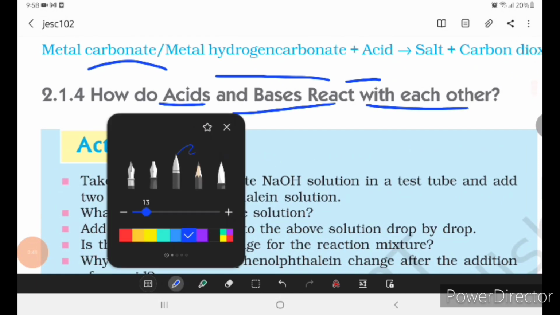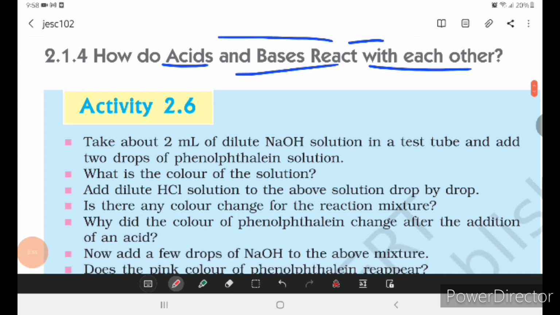Is any product formed when an acid and a base react with each other? Let's examine it in today's video. Take 2 ml of dilute NaOH solution in a test tube and add 2 drops of phenolphthalein solution. What is the color of the solution? When you add phenolphthalein solution to a basic solution, it turns pink. So the color of the solution would be pink.